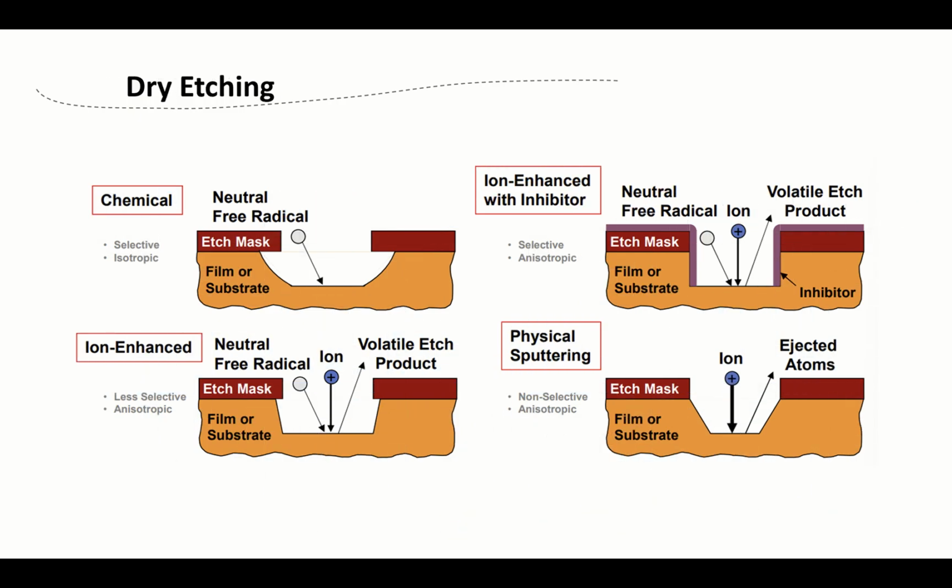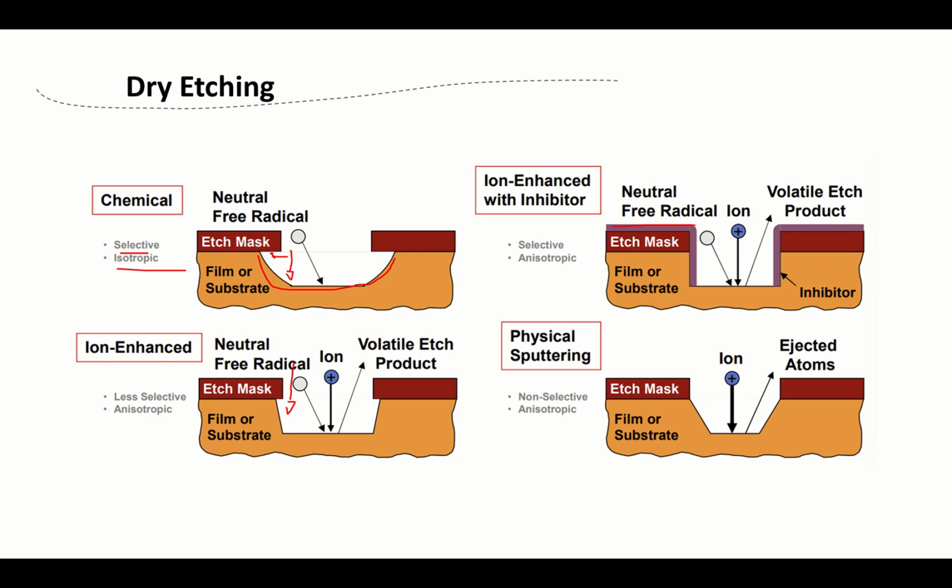For dry etch, as we mentioned, there are different methods to do dry etch. First is chemical etch, which will etch with neutral free radicals. It will be selective, which means it etches the substrate faster than the mask. And also it will be isotropic. We have vertical and lateral etching. If you start to increase the voltage bias, you will start to decrease the selectivity, because ions will physically etch away this part. But it will be more anisotropic, which gives you a vertical sidewall.